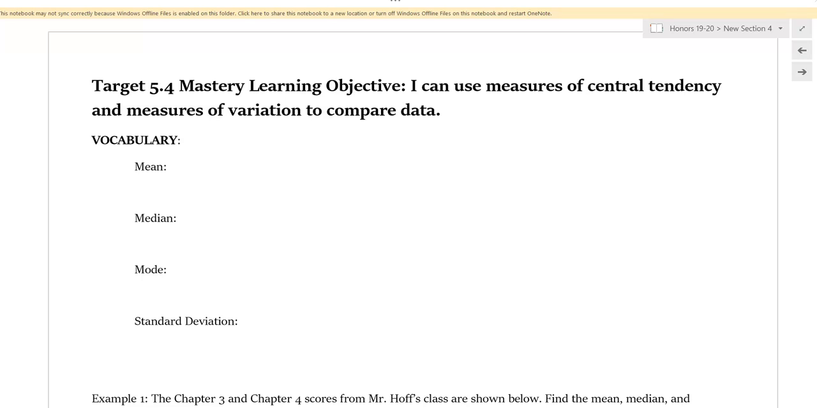Our target 5.4 Mastery Learning Objective. I can use measures of central tendency and measures of variation to compare data.